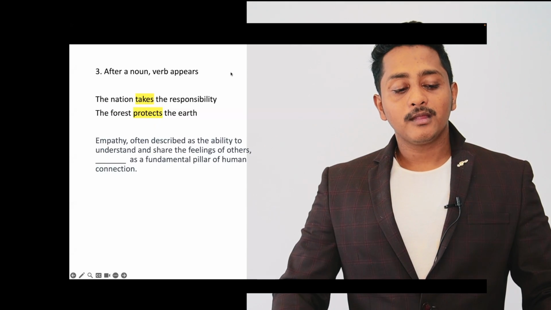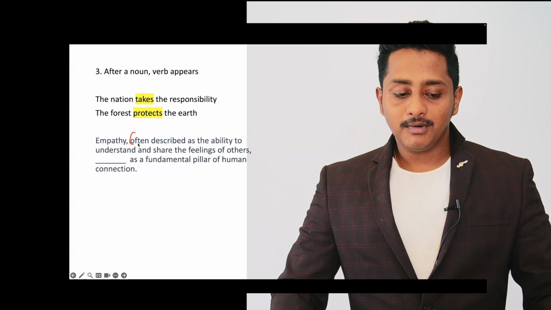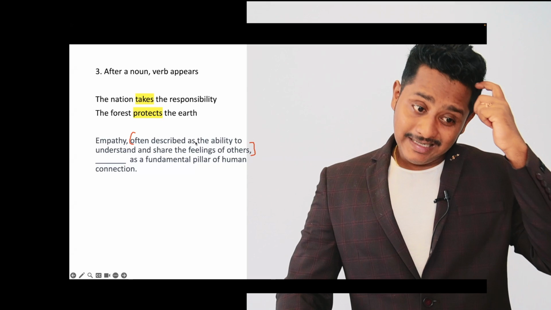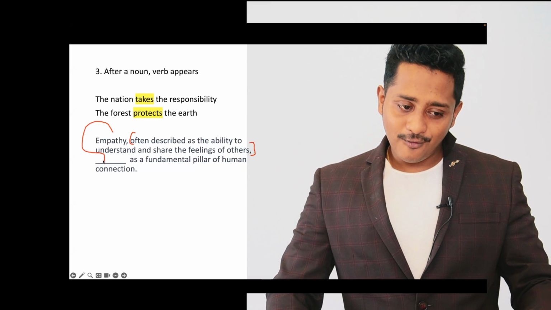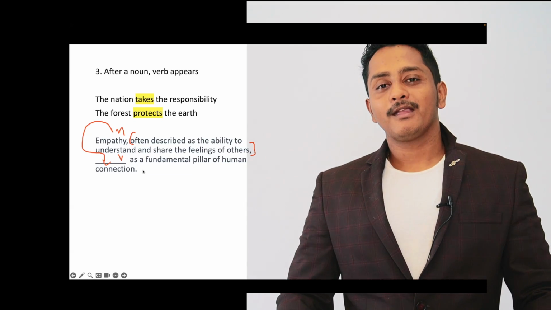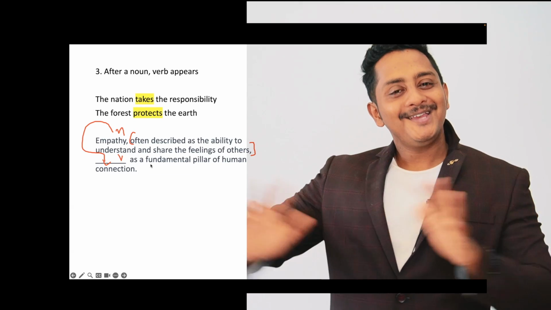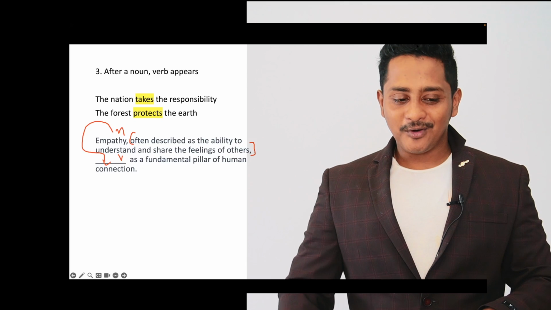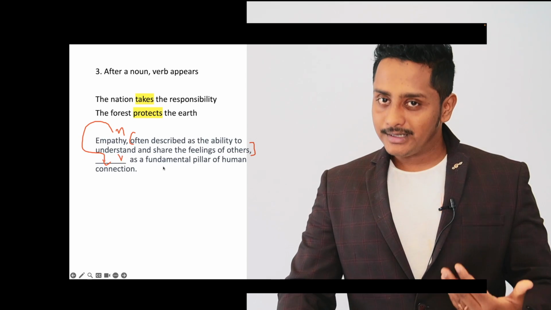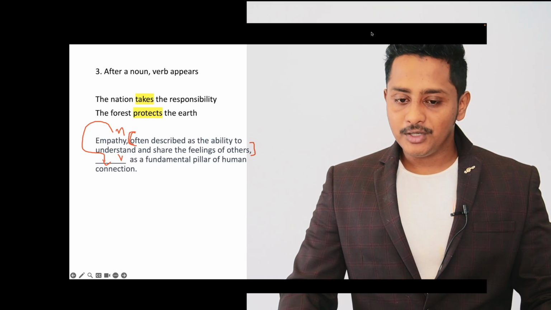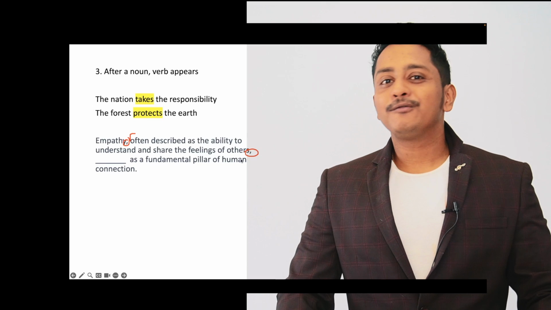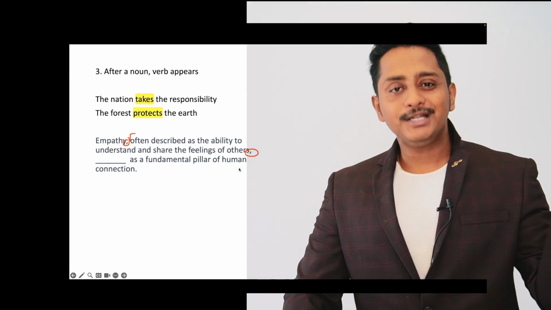It's very simple. Empathy, blah blah blah, often described as the ability to understand and share the feelings of others. The acting noun is this. Empathy is falling here. After a noun, verb will come. This is the extension of a concept, projection of a concept. Empathy, dash, as a fundamental pillar of human connection, is just additional information. So when it is comma separated, don't worry. The acting noun is the one that resides before it.